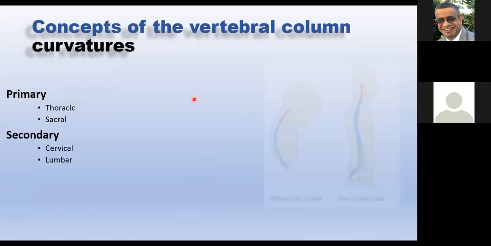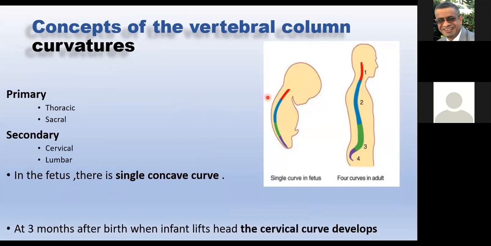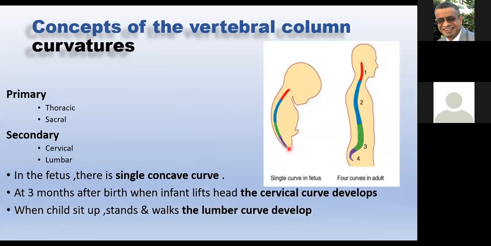The concept of the vertebral column regarding its curvatures. In the fetus, there is a single concave curve. There is a single concave curve at 3 months after birth. When the infant lifts the head, the cervical curve develops, and when the child sits up, stands, and walks, the lumbar curve develops.